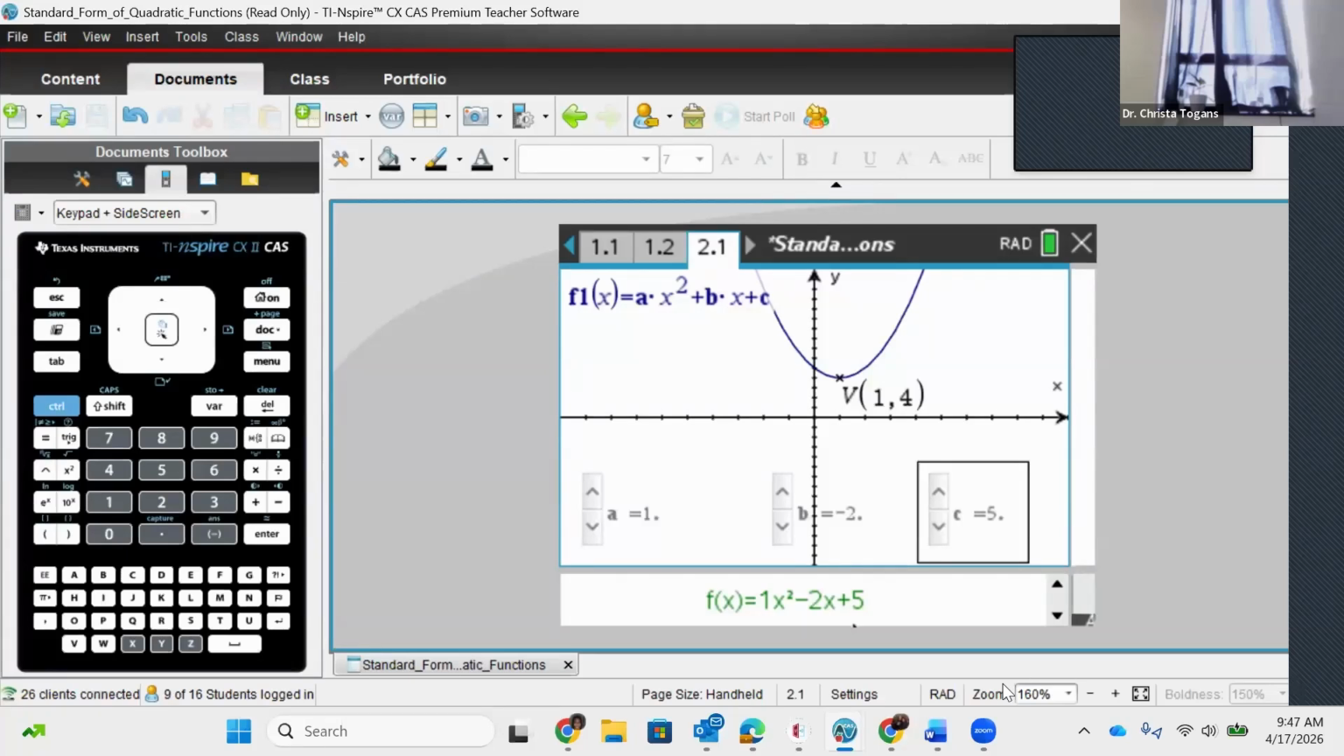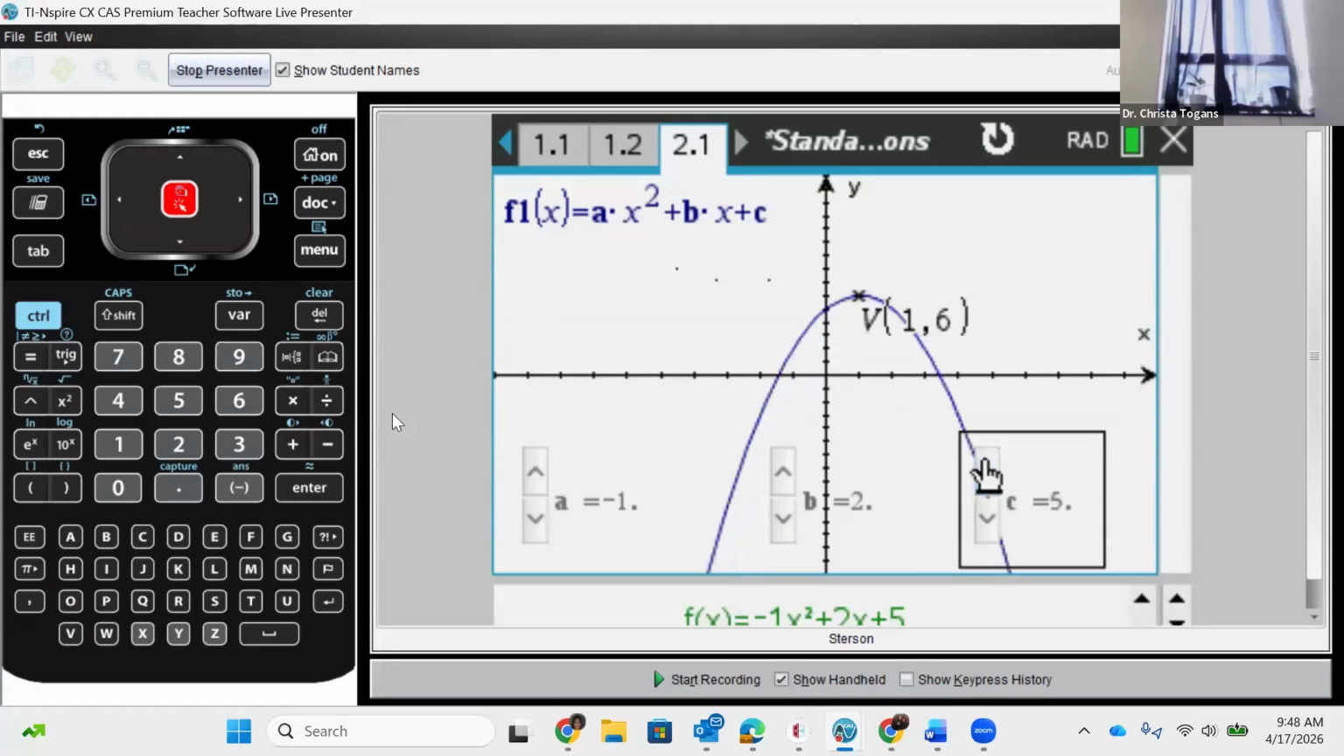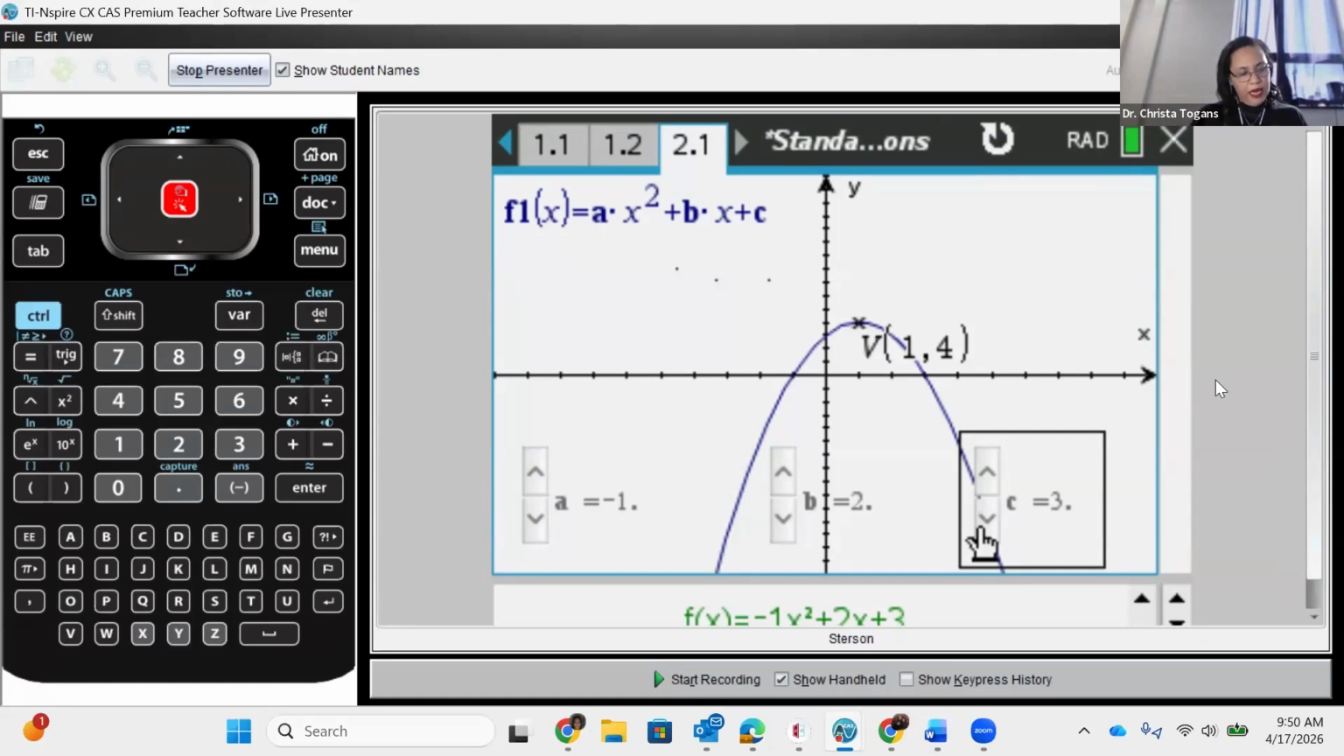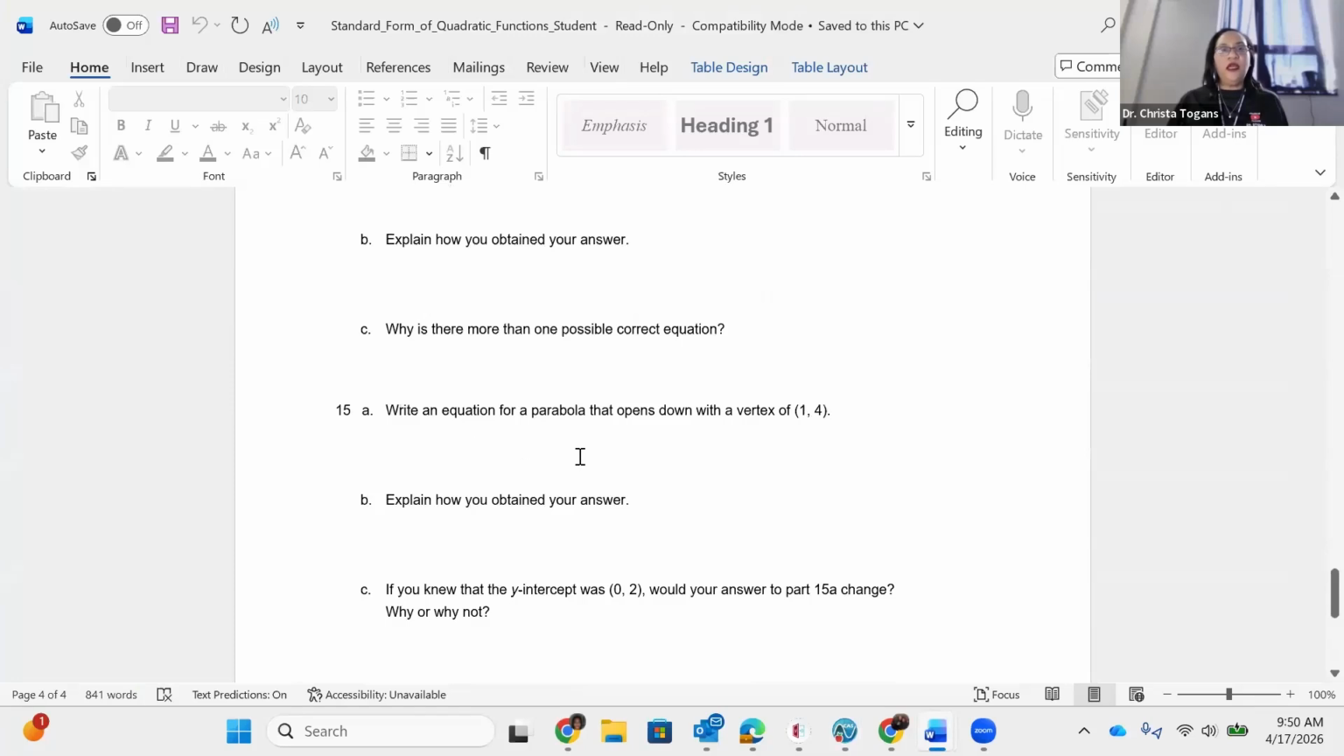So now they're saying flip it upside down and still make the vertex the same. So now how do I make this go upside down? What do I need to change to make it upside down? Well, it has to have the same vertex, like 1, 4. So you see that needs to be 4. 1, 4. Okay, so what's your equation? So do exactly what it did and then write the equation down. So everybody has their equation, right? Okay. So it says 15, write an equation for the parabola. Explain how you got your answer.